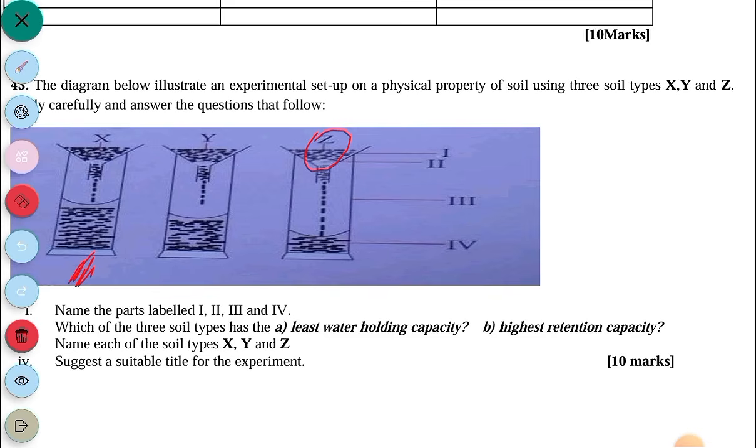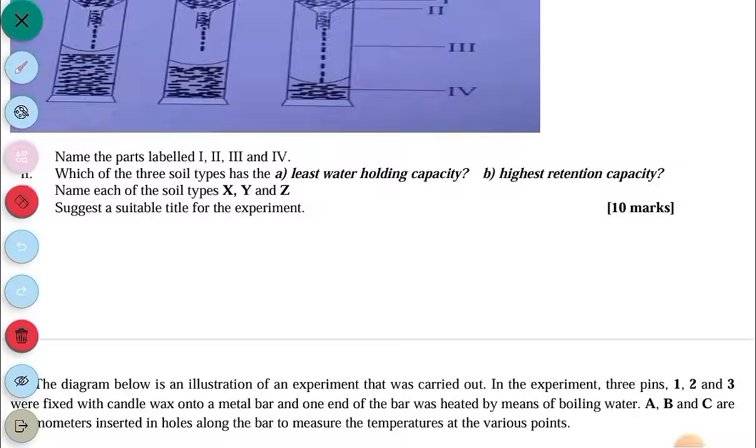So name the soil types. X is sandy soil, Y is loamy soil, because you see a moderate amount of water drained. Then Z is clay soil. It says suggest a suitable title for the experiment. So, experiment to show the water holding capacity of the 3 types of soil.